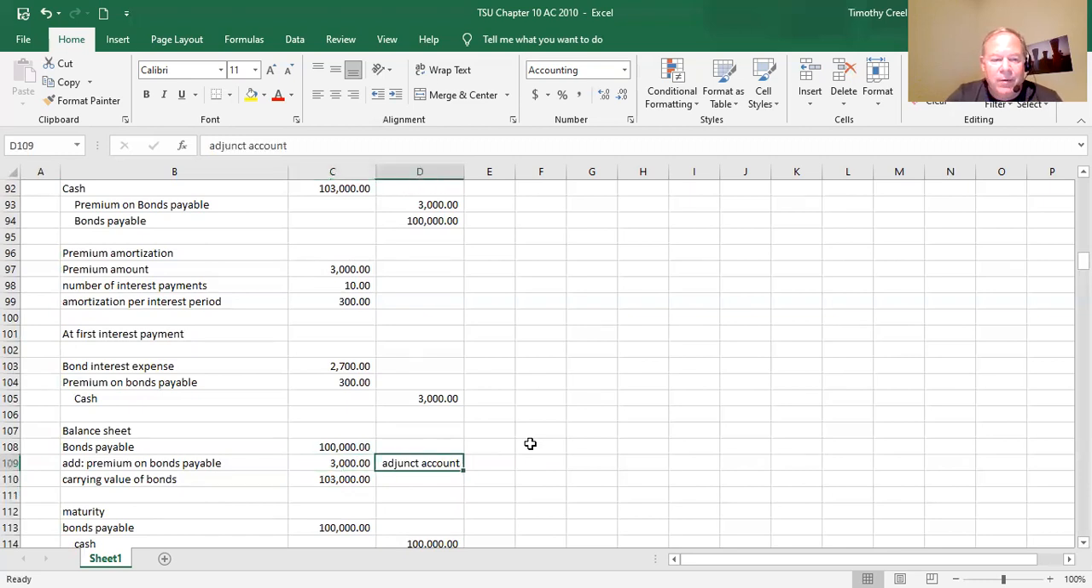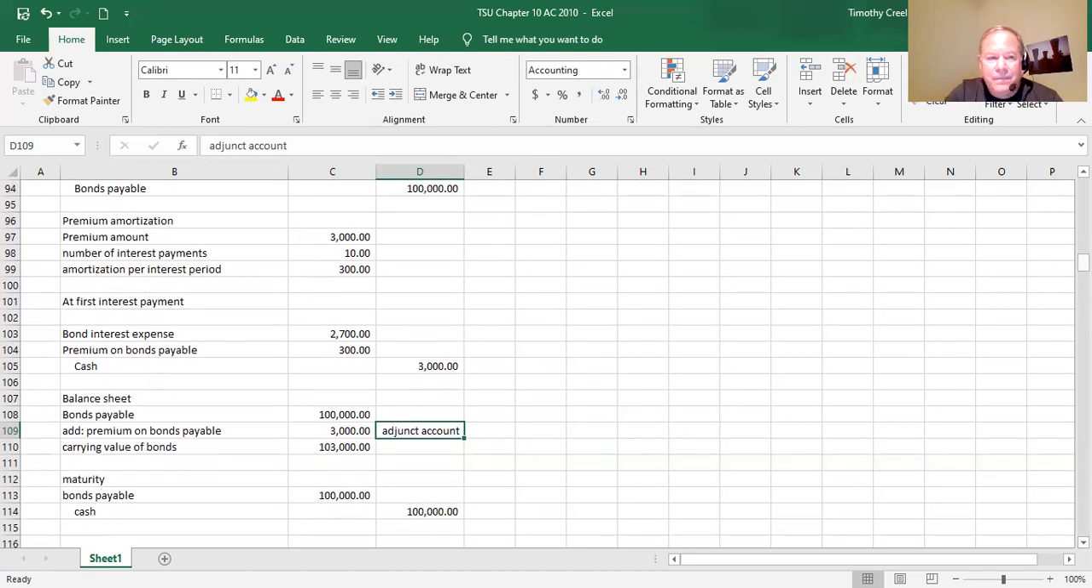Now, the premium on bonds payable account is an adjunct account. You've not had an adjunct account in this class yet, but an adjunct account is an account that's related to another account, and it has a balance the same as the account that it's related to. It's different than a contra account, like we looked at with the discount account, where the contra account is related to another account but has the balance just the opposite.